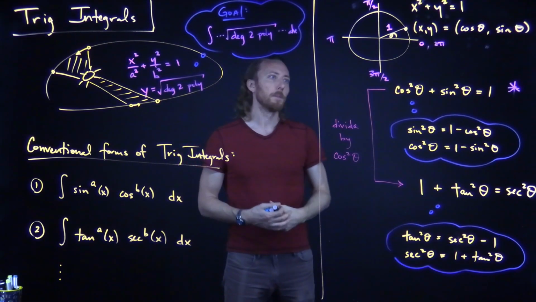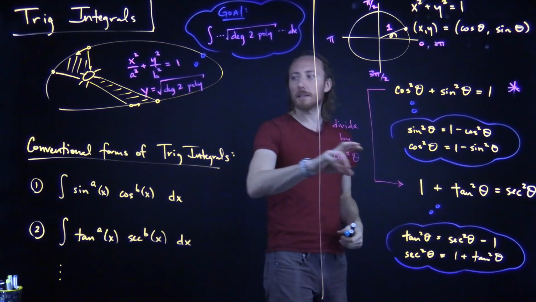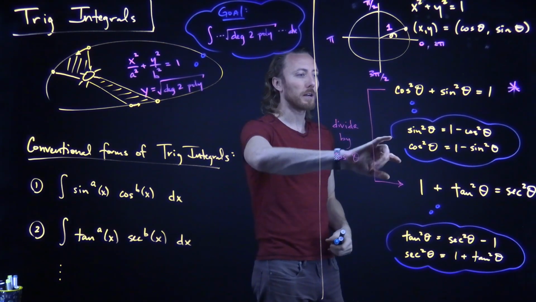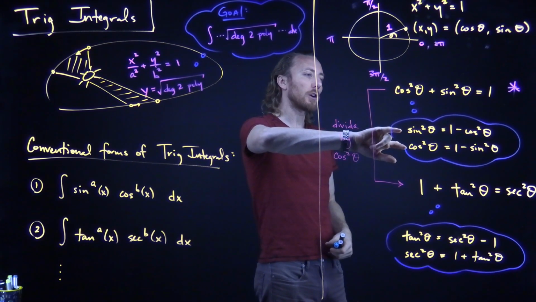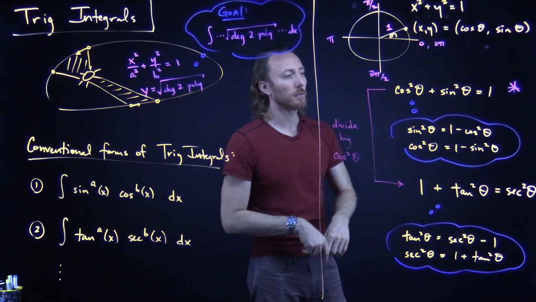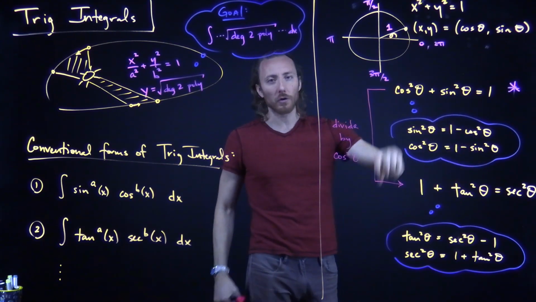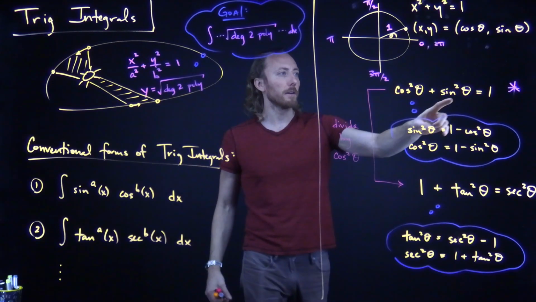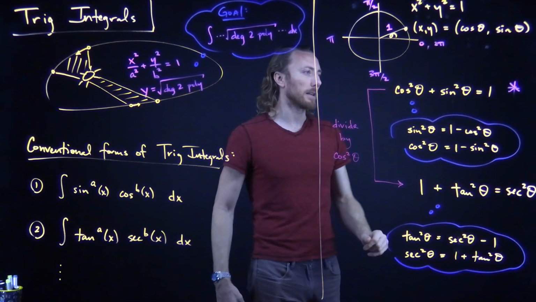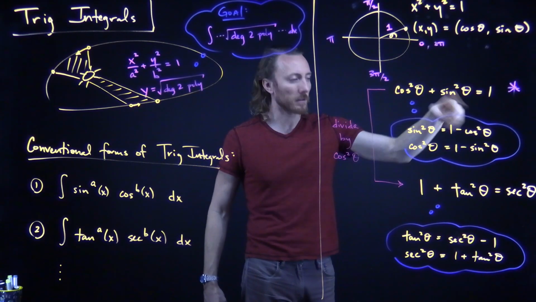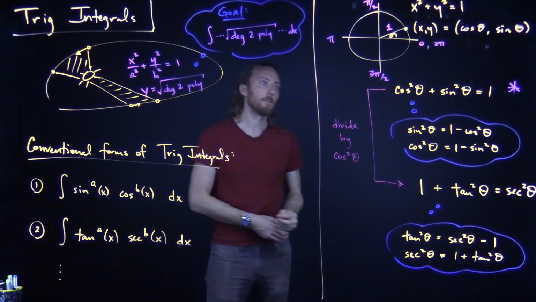How we will often use this when we deal with trig integrals, which we'll talk about in a moment, is we essentially solve for sine squared and solve for cosine squared. So we might want to think about these alternative expressions. All we're doing there is solving for sine squared, just subtracting cosine squared from both sides, or solving for cosine squared by subtracting sine squared from both sides.